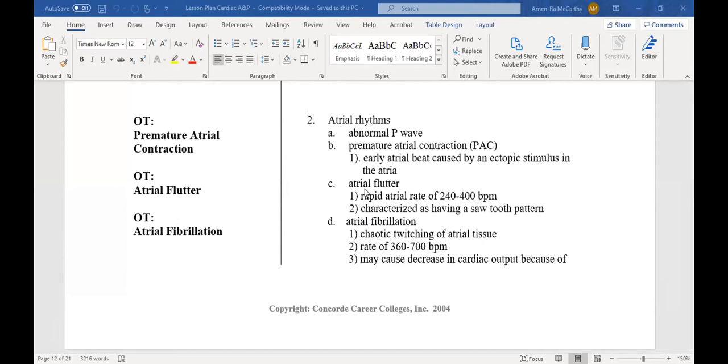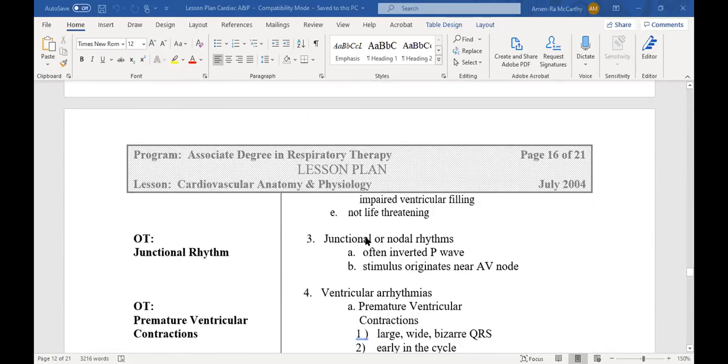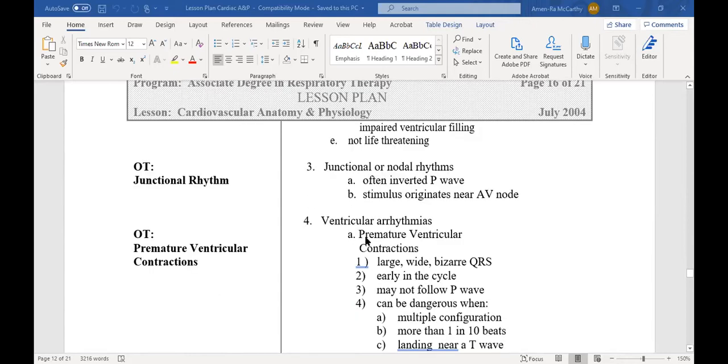Atrial flutter looks like the sawtooth. A fib is just the atrial, the P wave is just twitching. You got a QRS, but then you have twitching, QRS, twitching, all right? That's A fibrillation. A flutter is QRS and saw. QRS, saw. It's pretty, but it ain't right. Not life-threatening.